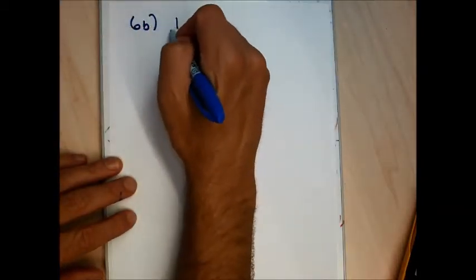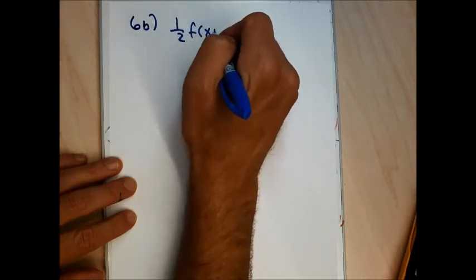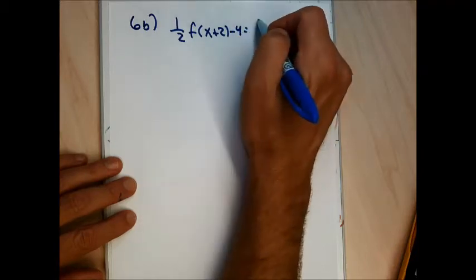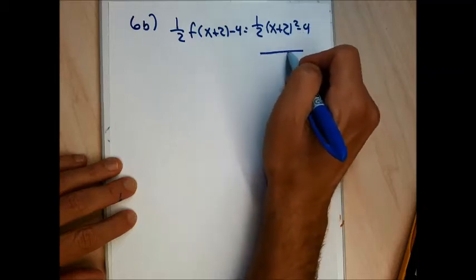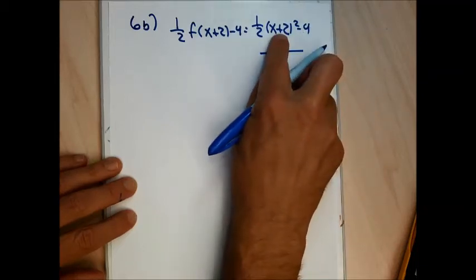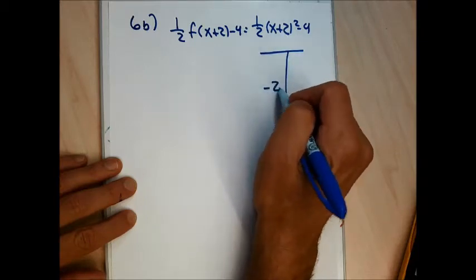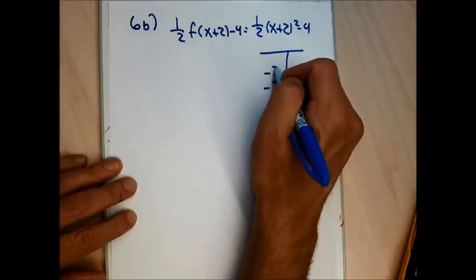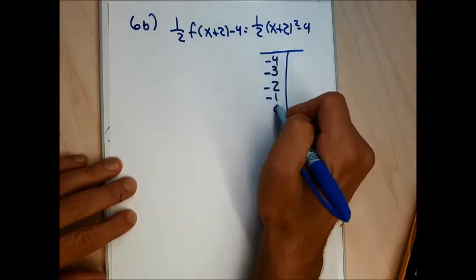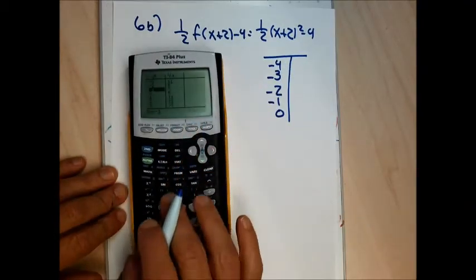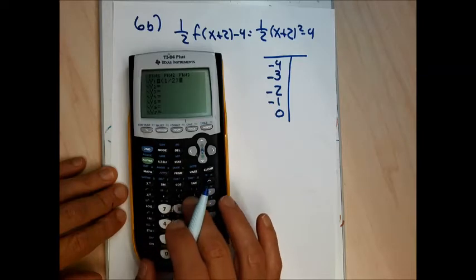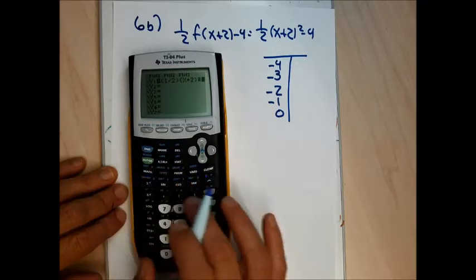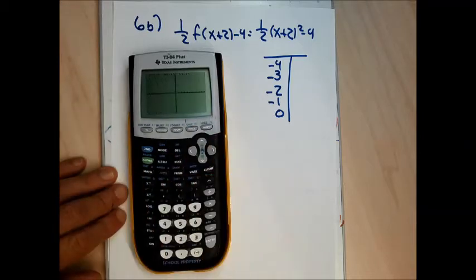So for part B, I'm going to graph the function 1/2 f of x plus 2 minus 4, which is 1/2 x plus 2 squared minus 4. In the middle of my x column, if I set x plus 2 equal to 0, I get x equal to negative 2. I'm going to put negative 2 in the middle of my x column, and then go negative 3, negative 4, negative 1, 0. And now I'm going to enter the function. Put the 1/2 in a parentheses, so 1 divided by 2 in a parentheses, and then parentheses x plus 2 squared minus 4. If I hit graph, I'll see a picture.